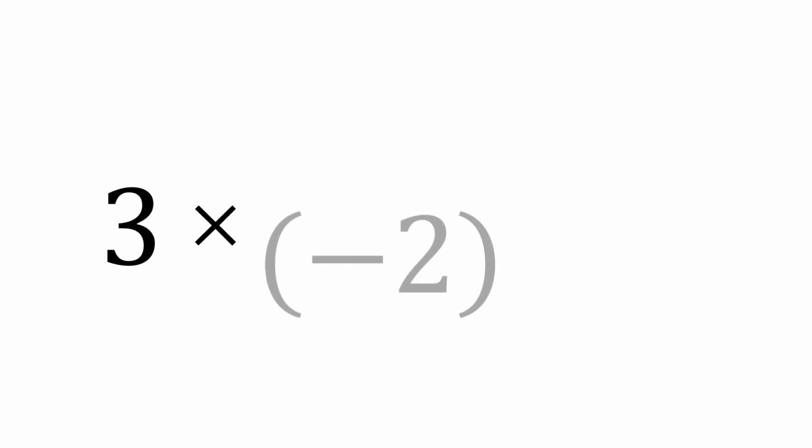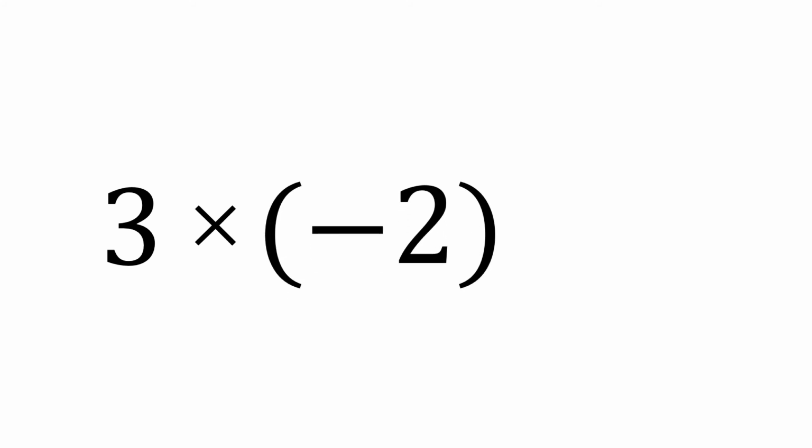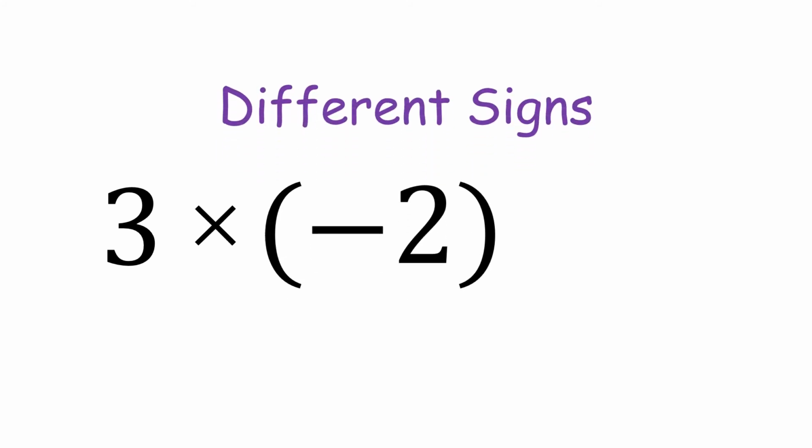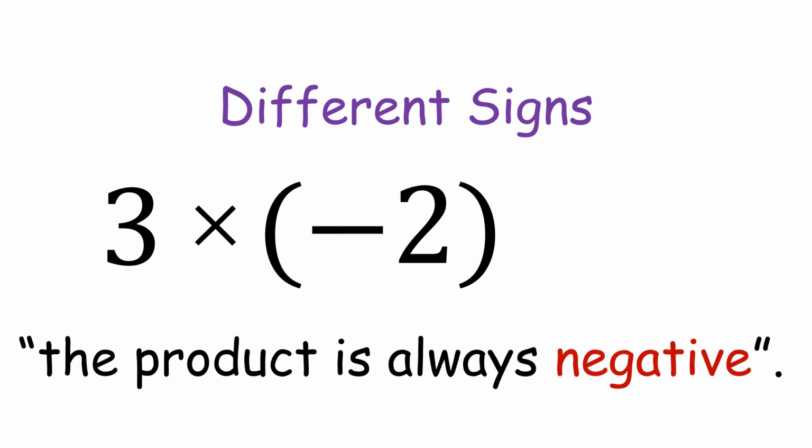Another one, positive 3 times negative 2. So these are having different signs and the product is always negative for different signs. So this is equal to 6 and it is negative.